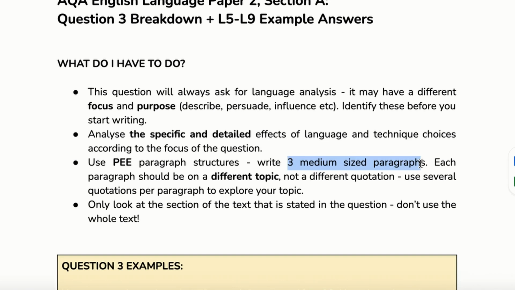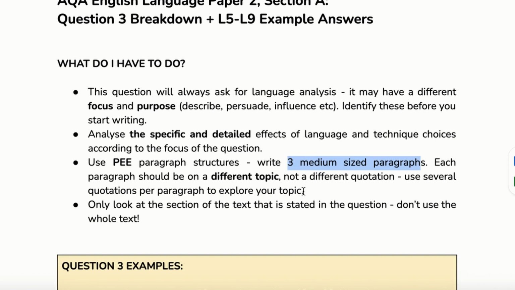Every paragraph is a different topic, not a different quotation. So you're not just looking at, here's a quote, analyze it for a paragraph, move on. You're also not looking at a different technique necessarily per paragraph. Sometimes people structure this question in terms of, firstly, the writer uses metaphor. Secondly, the writer uses imagery. If you do that, it really limits you for what you can say in the paragraph.